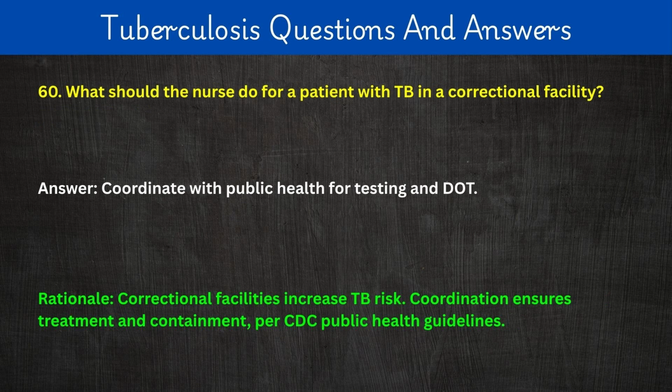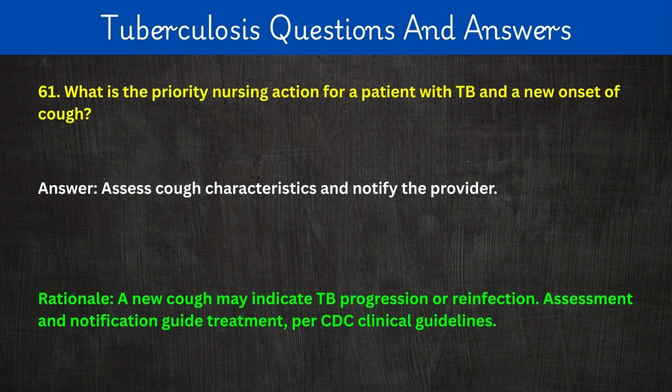60. What should the nurse do for a patient with TB in a correctional facility? Answer: coordinate with public health for testing and DOT. Rationale: correctional facilities increase TB risk. Coordination ensures treatment and containment, per CDC public health guidelines.